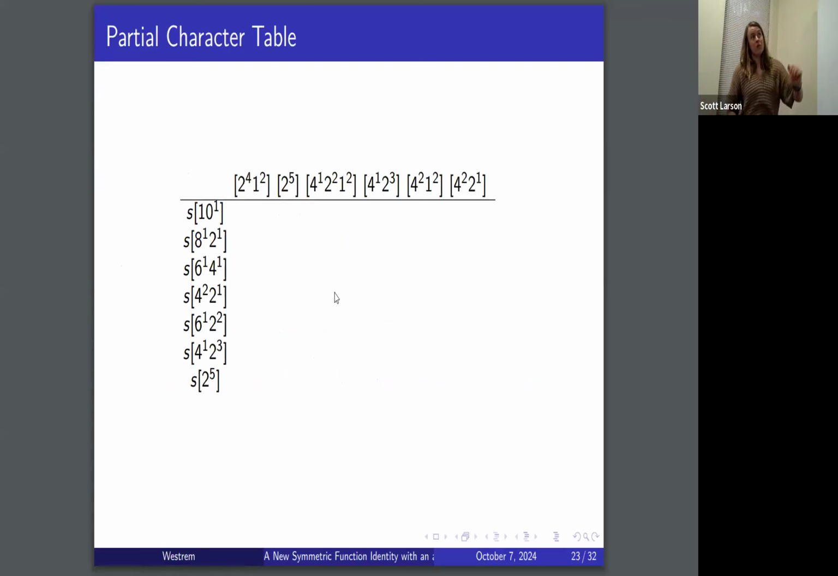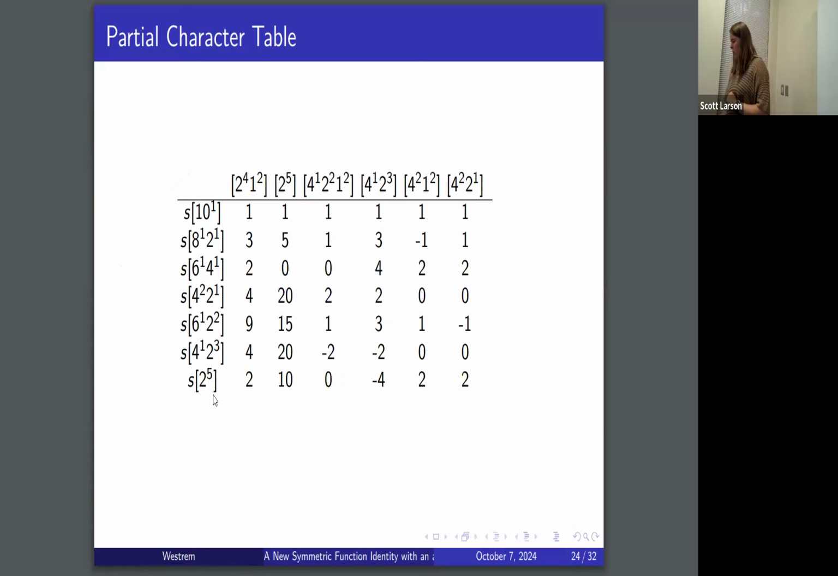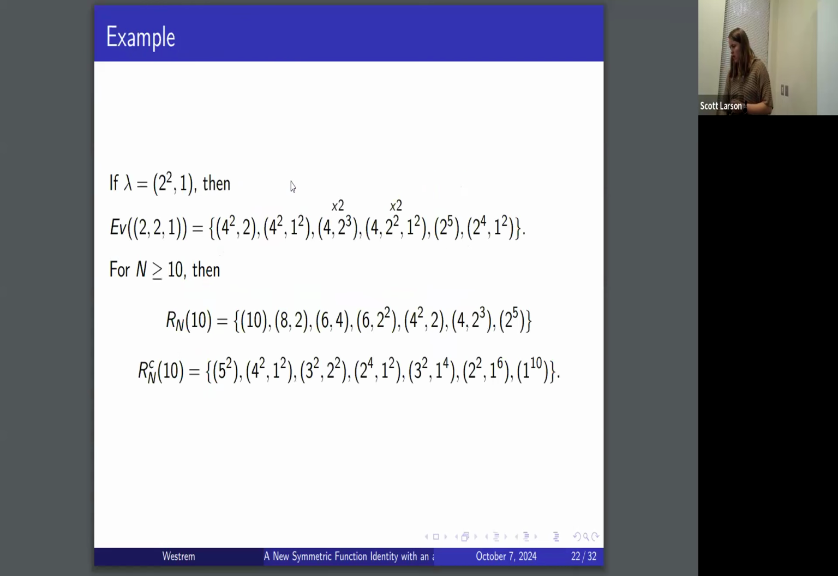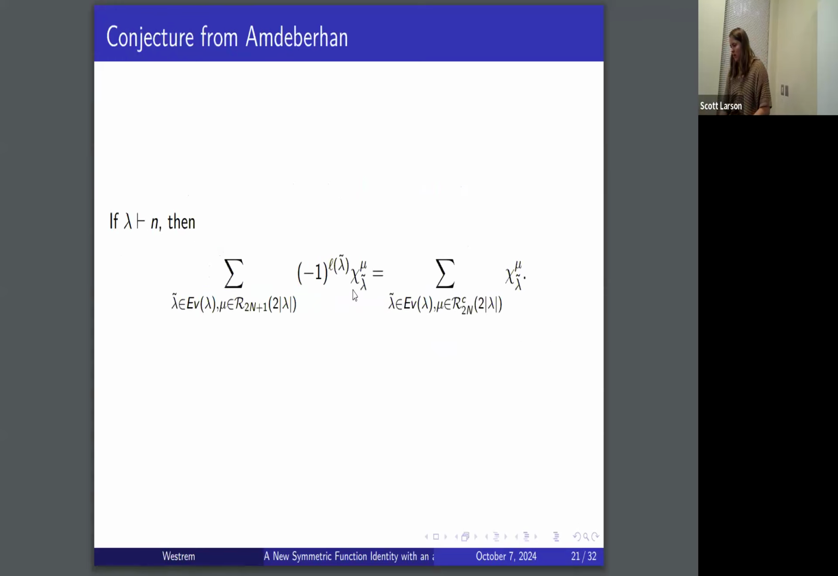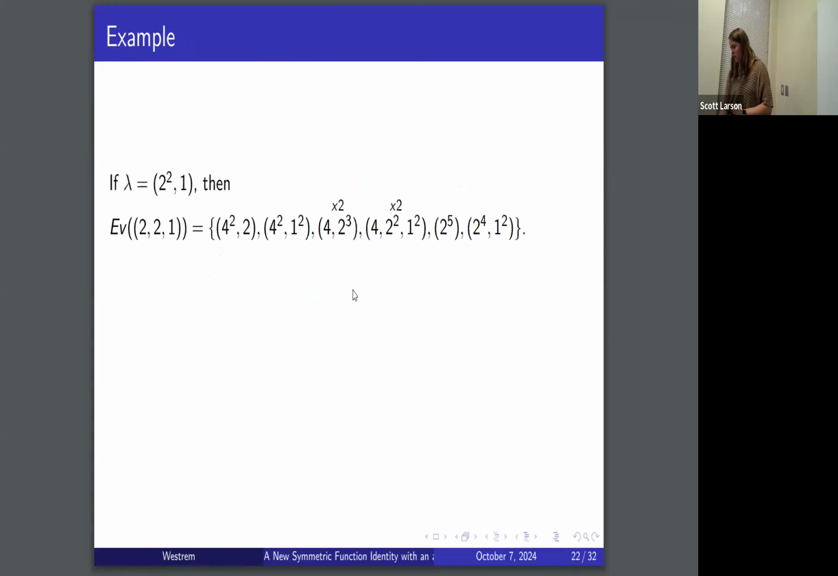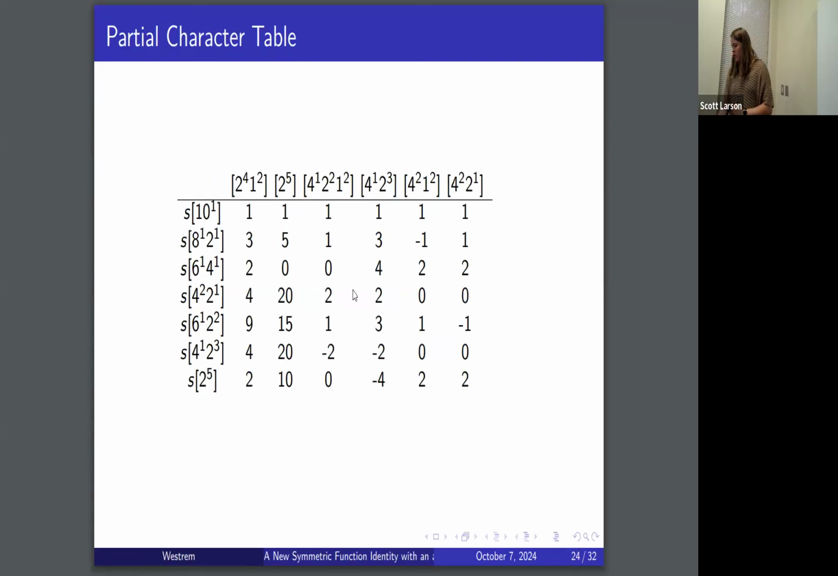So let's look at the partial character table and see what's happening here. So we see our elements from EV lambda and those partitions that we saw for the even rows. So R n of 10. And here's the character table, so the character values from there. And what we were saying was that we have a sign attached. And also for some of our partitions here, we also have a few repeated as well. So we have to keep that in mind that we might have some repeated here. So there's our character values.